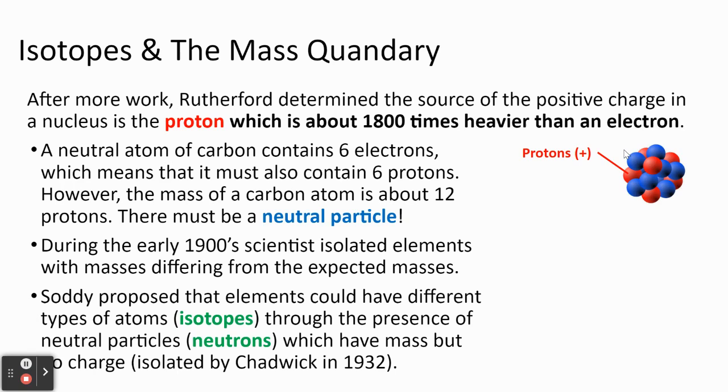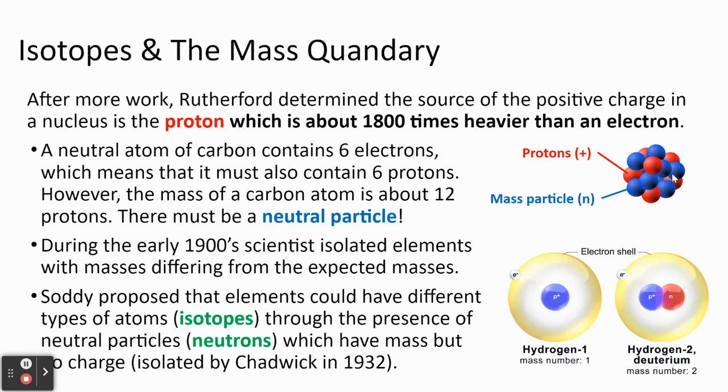So if we were to look at the nucleus of an atom, we've got these positive protons, and then we've got these neutral neutrons that add mass but no charge. So here are two models of hydrogen atoms. Here we've got what's called hydrogen 1. It has one proton in its nucleus, and it has one electron outside its nucleus.